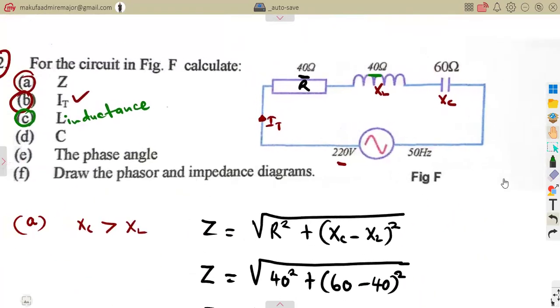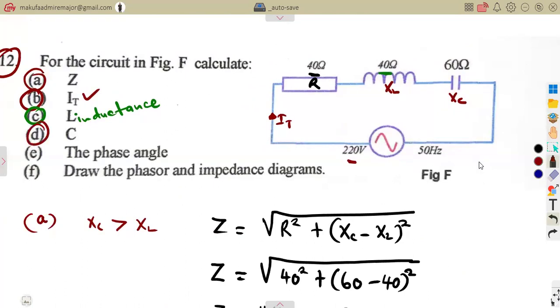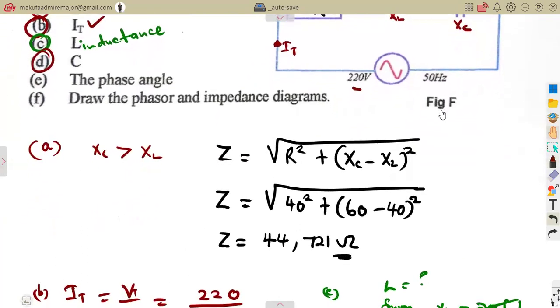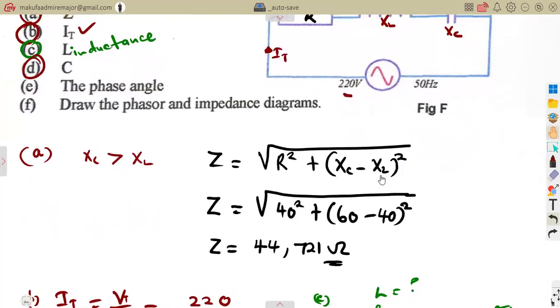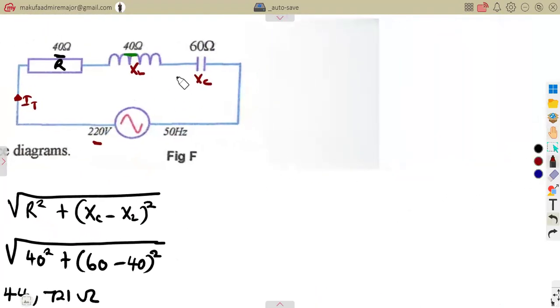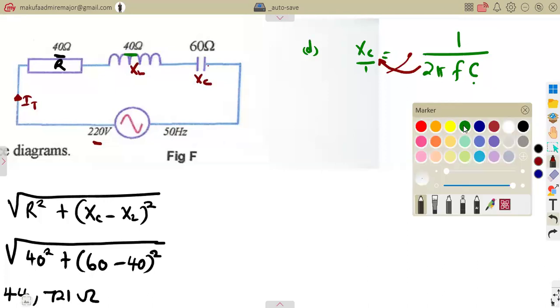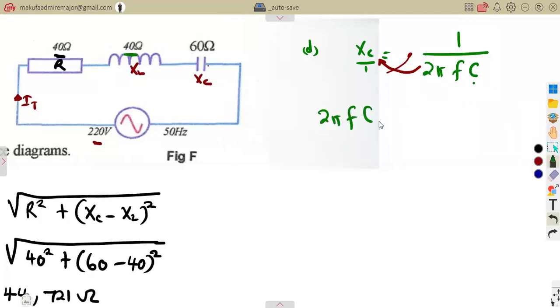Then the capacitance, just like the inductance. Where are you going to obtain this capacitance that we are asked to calculate? Remember, from the reactance again. You have the reactance of the capacitor, which is given as 1 over 2 pi fC. You're going to make C the subject. You're going to cross multiply. That is XC times this, so it's going to be 2 pi fC times XC, which is equal to 1 times 1, which is 1.